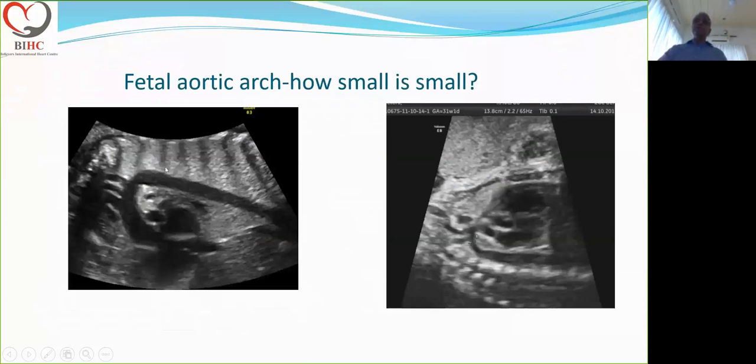This shows an example. This is a very good arch. This is the fetal arch. Whereas here, the arch is small. It is here that we would suspect that there may be evolving coarctation.